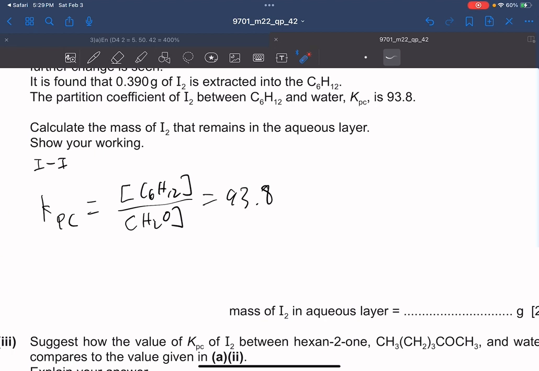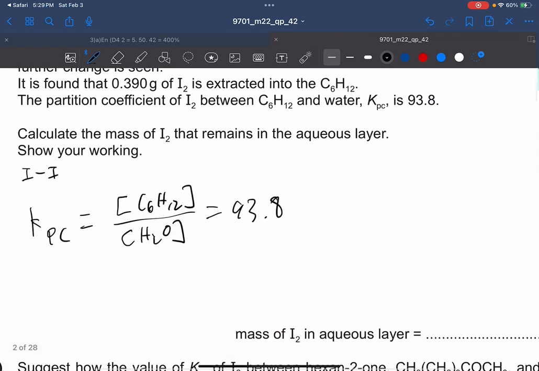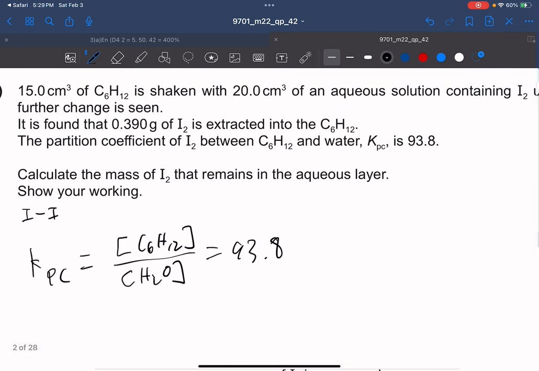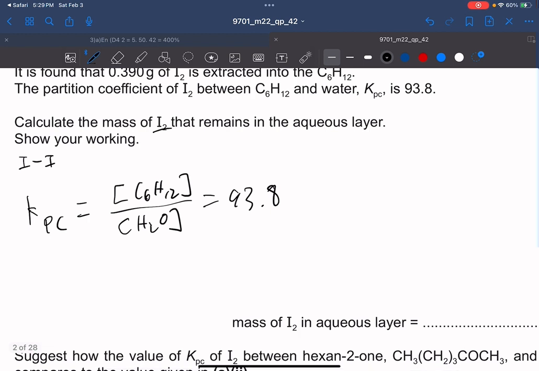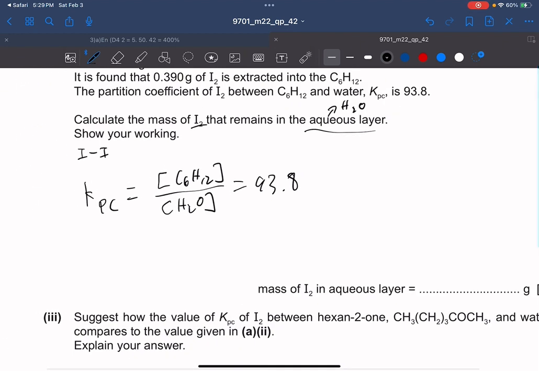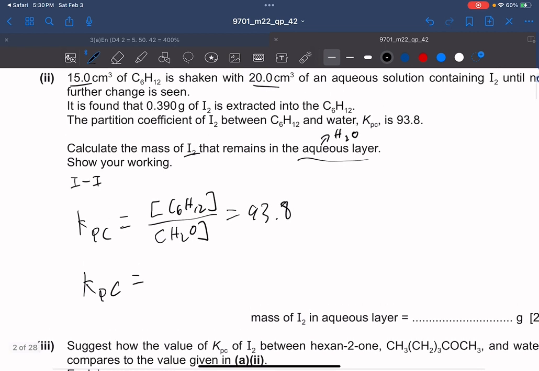And the reason for that is because I2 is a non-polar compound. So from this information, we can easily count the mass of I2, which is what we have to work out. So we have to find out the mass of I2 in the aqueous layer. Aqueous basically means water. So how much is there in water? We're gonna do this in terms of algebra. I think it's probably gonna be easier.